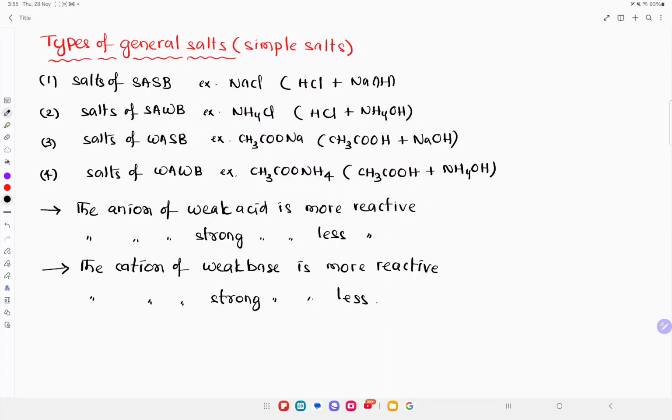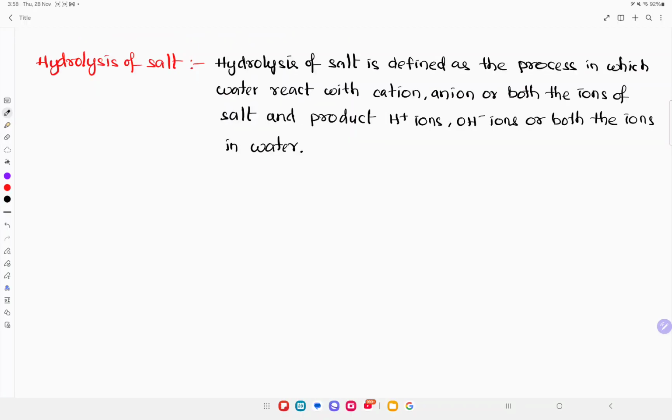Now, hydrolysis of salts. What is hydrolysis of salt? Hydrolysis of salt is defined as the process in which water reacts with cation, anion or both the ions.